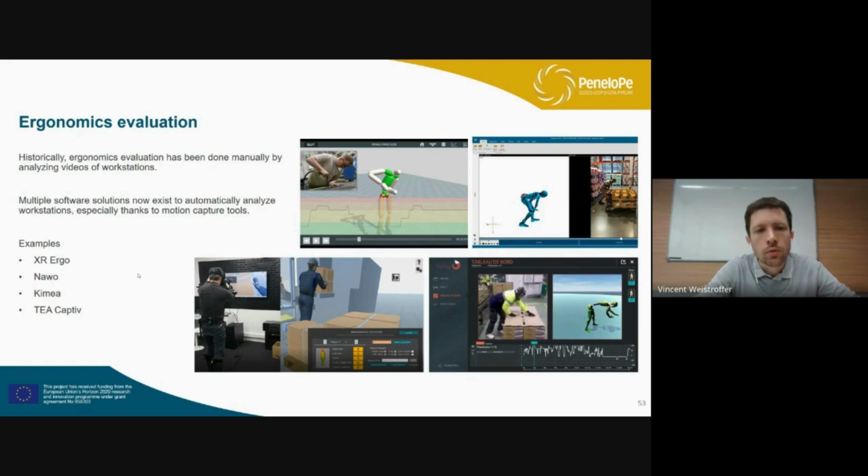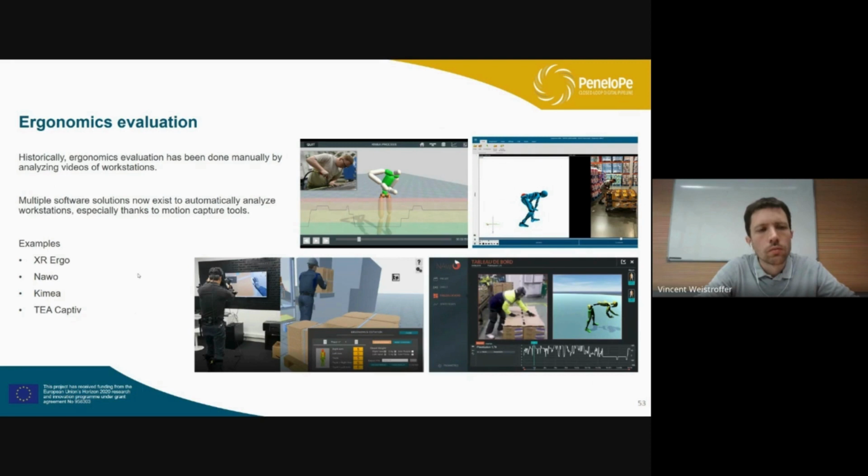And what is important to know is that nowadays, thanks to motion capture tools and motion capture software, you can get this analysis automatically because you have the motion capture data, and then you apply the standards, the postural scores. You can compute them automatically based on the motion capture data.